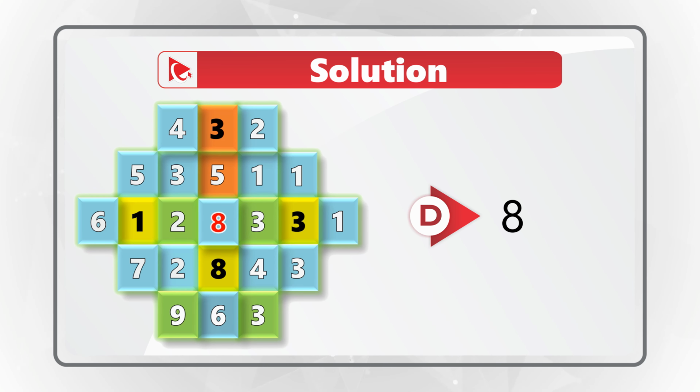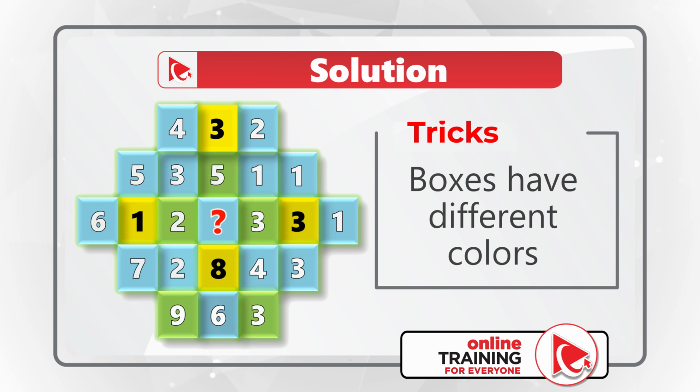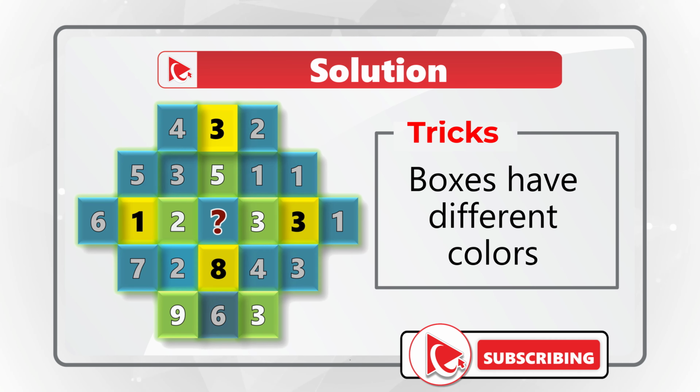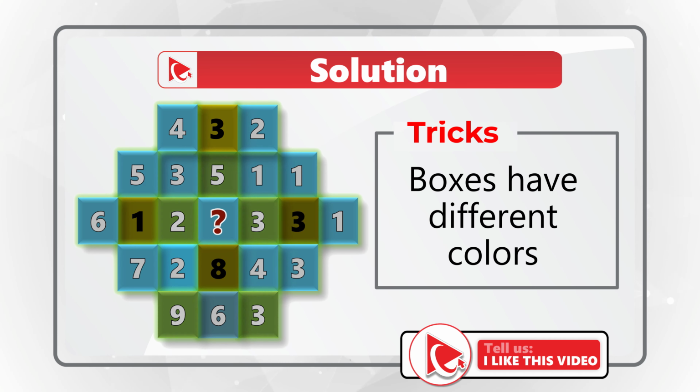Let's look at some tricks that question designers introduced in this particular question to confuse you. You can see that the boxes here have different colors. You see blue boxes, you have yellow boxes, you have green boxes. None of this matters because it contributes nothing to the pattern calculations.